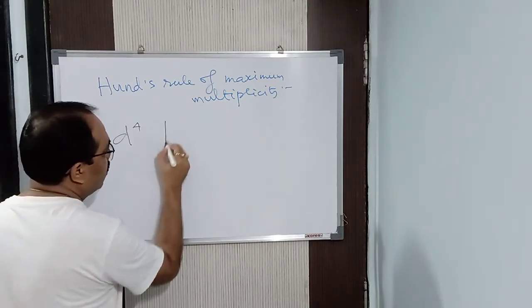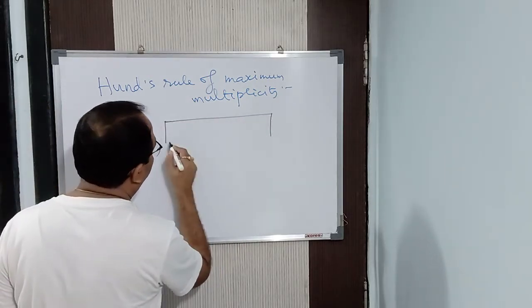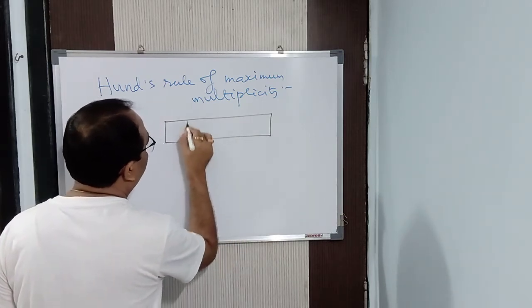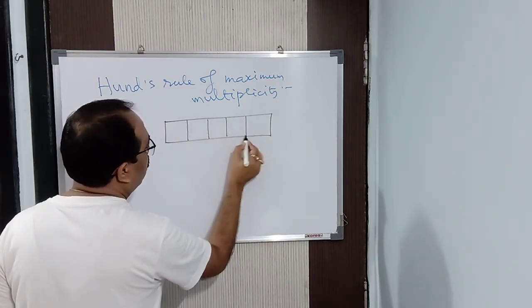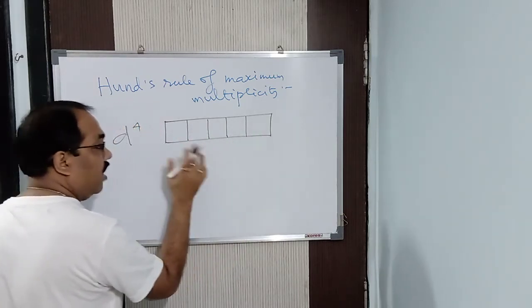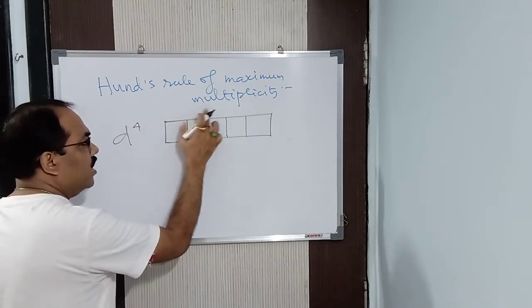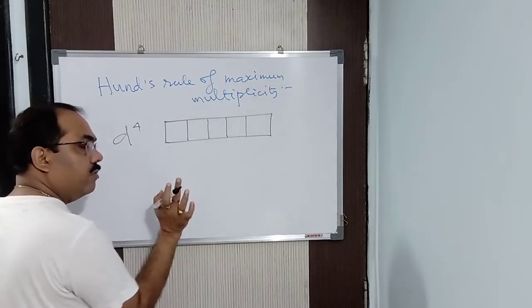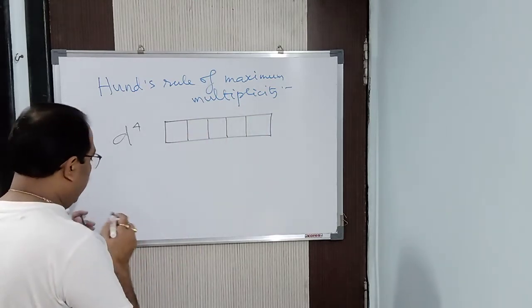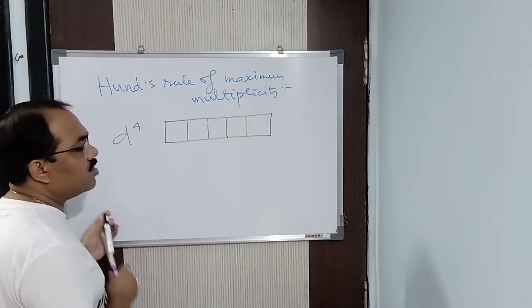So what you need to do is make 5 orbitals. Here I will draw 5 boxes, and the boxes represent orbitals. Listen carefully: box 1, 2, 3, 4, 5 represent dxy, dyz, dxz, dx²-y², and dz². Now I need to fill these 4 electrons. So how will I fill it?